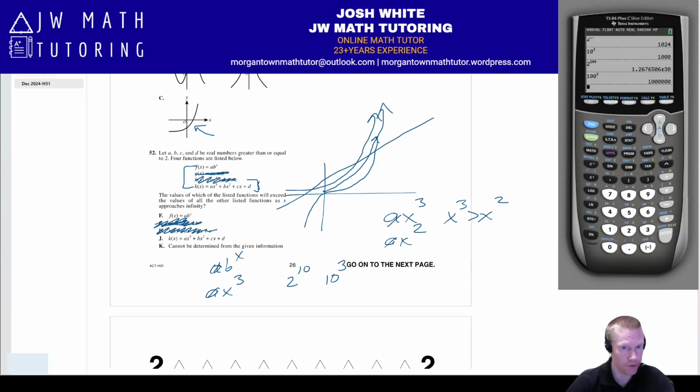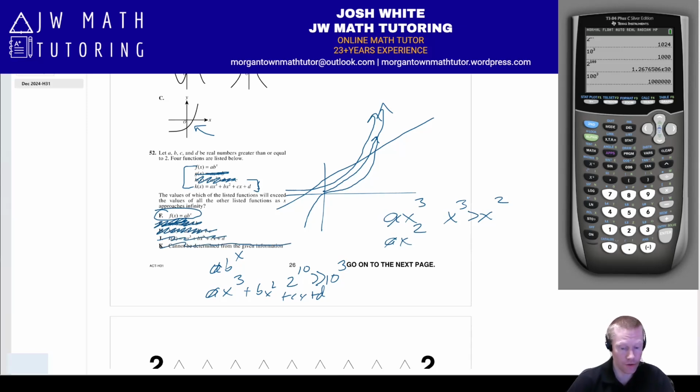Again, this is just the first term. Yes, you would technically add on like bx squared plus cx plus d, but it's this primary one that's going to determine, essentially, that you really need to compare to the only term from the exponential. So the correct answer to this question is going to be letter F.